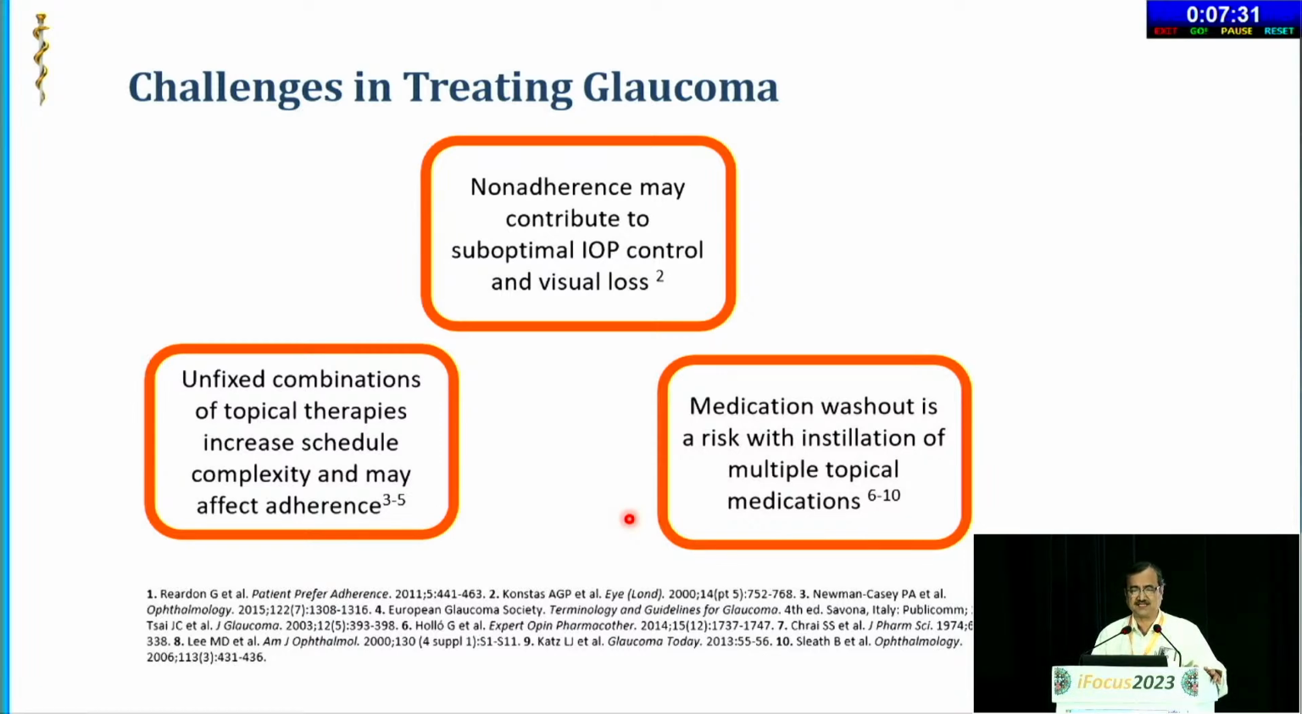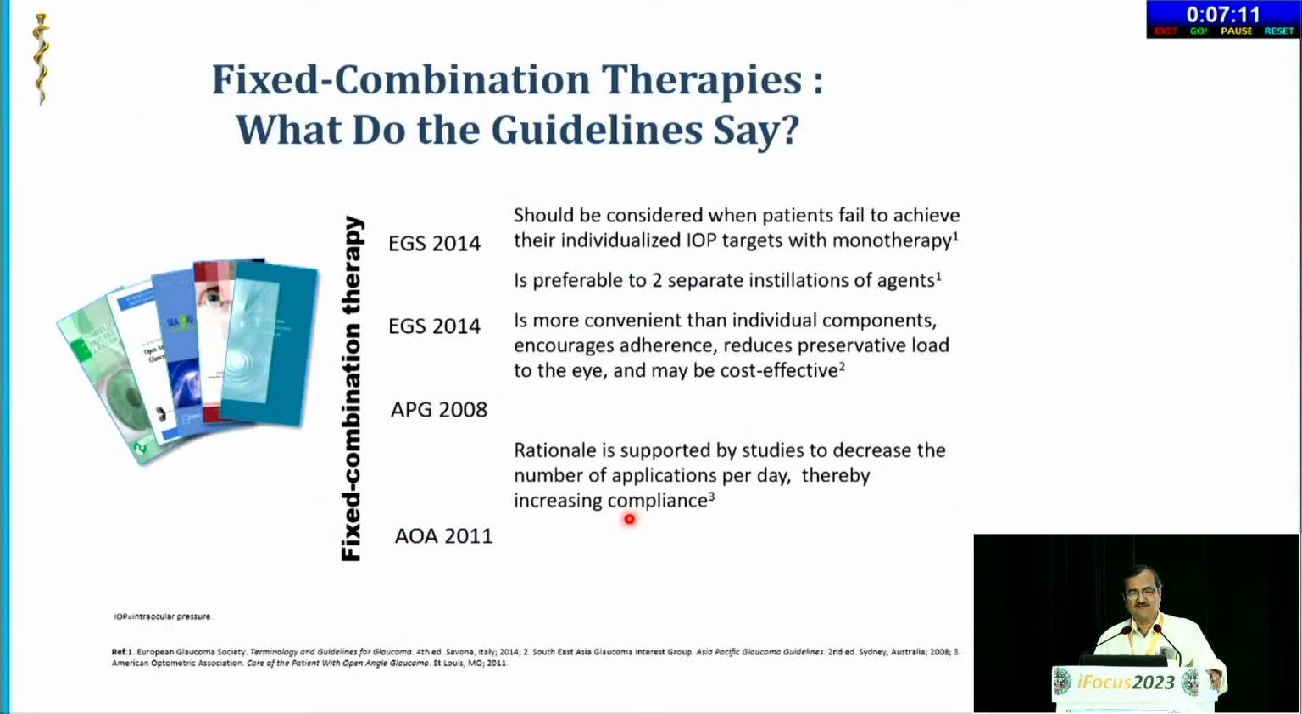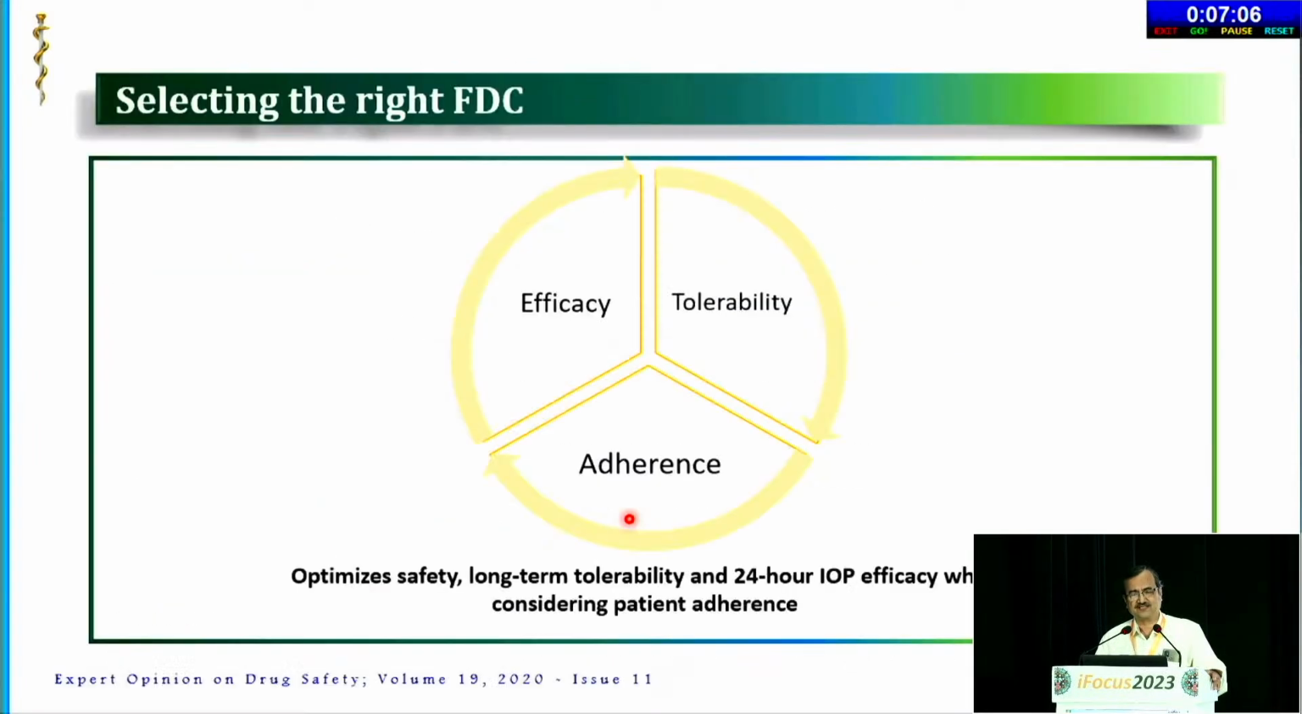multiple medications. So the way to go is fixed combination products. They have multiple advantages, that more convenience, dosing with a single bottle can improve the compliance and diminish risk of washout, and then limits the patient lifetime exposure to potentially damaging preservatives. So fixed combination medications are a way to go whenever possible. And all the studies indicate the advantages of fixed combination medication.